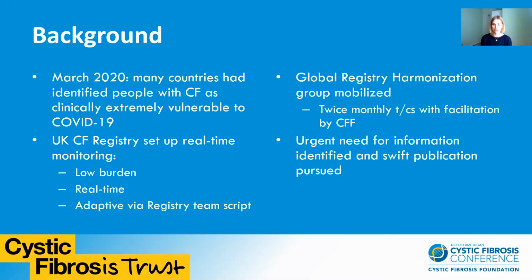So using this type of data collection model, the Global Registry Harmonisation Group set up extraordinary meetings, meeting on a twice-monthly basis, and each individual country set up its own data collection method. And really, as a group, we very quickly identified that there was an urgent need for as much information to be put in the public domain as quickly as possible. So we pursued a really rapid publication of as many cases as we could get within a short time frame to have some information on COVID-19 in people with cystic fibrosis available rather than none.